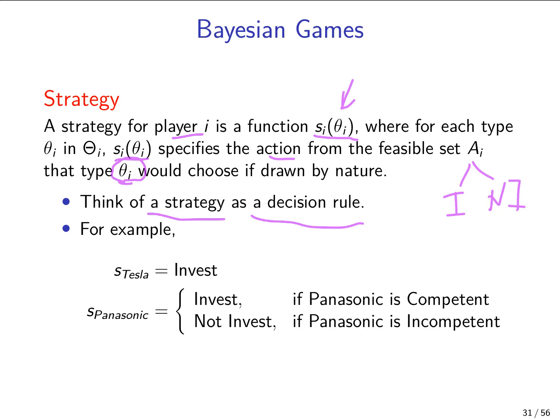So if it sounds abstract, look at our example, in which case the strategy of Tesla could be, say, invest. And the strategy of Panasonic is a bit more than Tesla's strategy because it has to specify an action when Panasonic is competent, and an action when Panasonic is incompetent, and let's say invest if Panasonic is competent and not invest if Panasonic is incompetent. So that's a strategy.